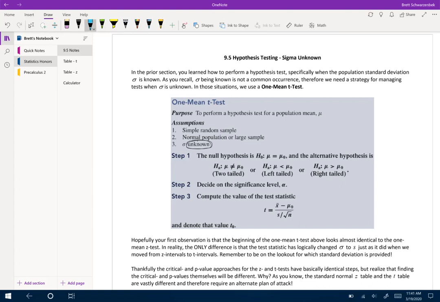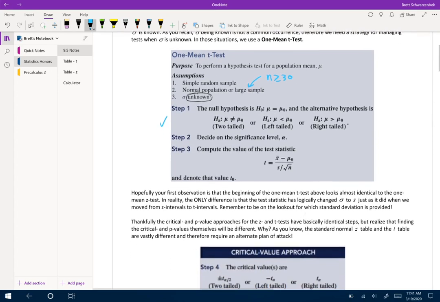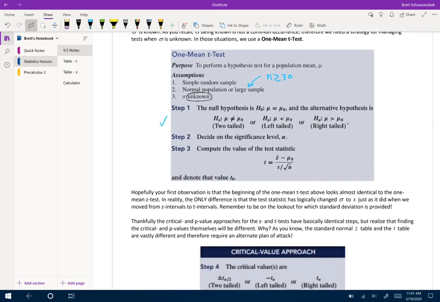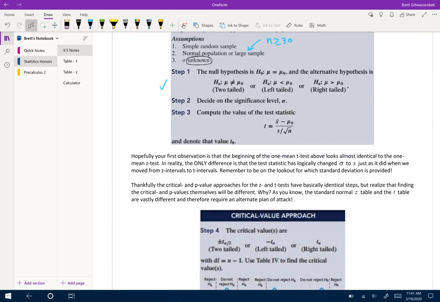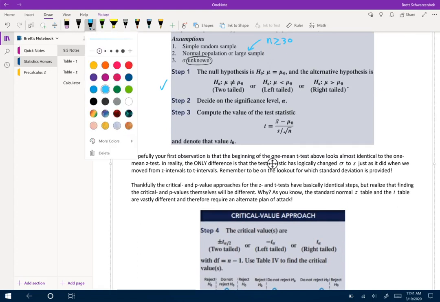But remember, we do need a simple random sample and we need a normal population or a large sample, when n is greater than or equal to 30. Null hypotheses and alternative hypotheses are all going to be set up the same way, so not a big deal in terms of any changes in that department, and alpha is not going to change either. Just remember that the test statistic is going to be a little different, but that's because it's t instead of z.